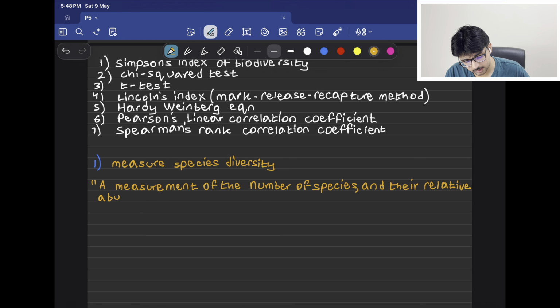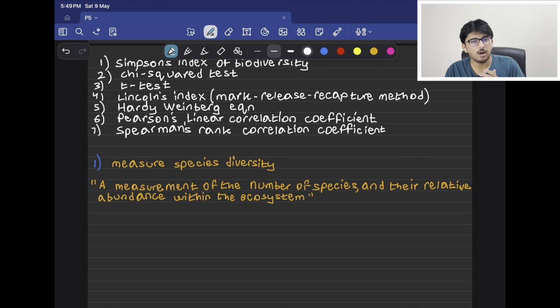And where are we measuring this? We are measuring this by looking at a confined ecosystem, an isolated ecosystem. What does an isolated ecosystem mean? No organism can go out of the ecosystem, no organism can come into the ecosystem. So it is a measurement of the number of species and their relative abundance within the ecosystem. Why am I repeating this definition again and again? Because this comes up as a two marker in your P5s as well. Define species diversity. So just make sure you remember this.